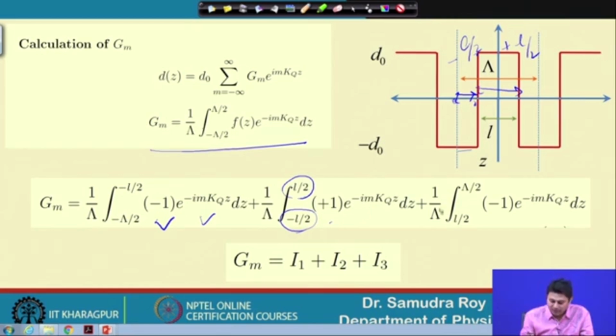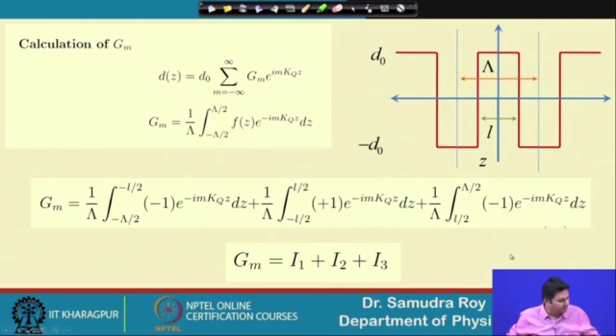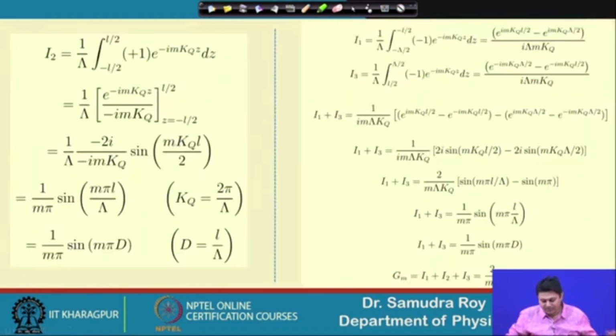And finally, we have 1 by lambda, with the limit from plus L by 2 to plus lambda by 2, minus 1 times e to the power i m k_z z. So, we can divide the total integration into 3 parts. The first part I call I1, the second part I2, and the third part I3. Now we need to evaluate I1, I2, I3 independently, and then I find what my G_m is.